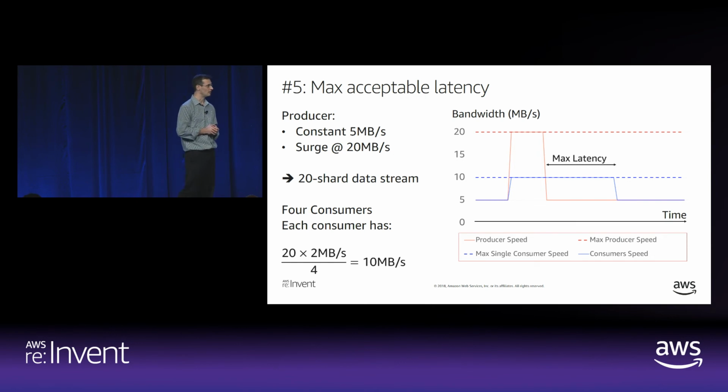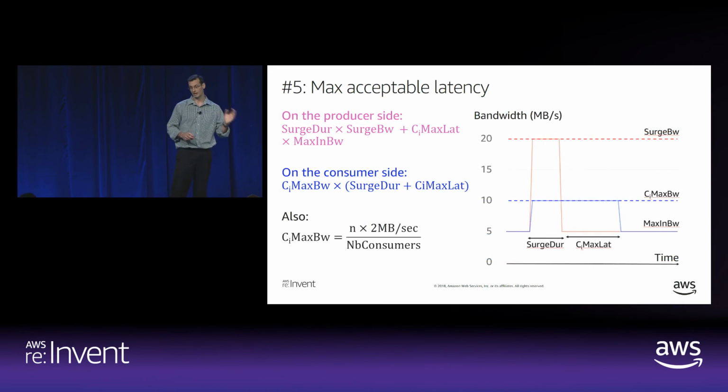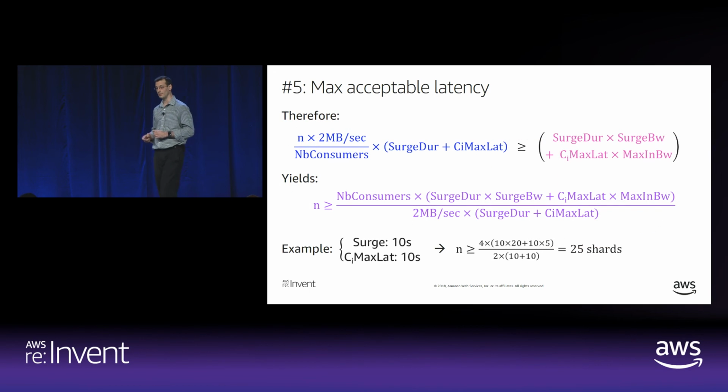The point I'm trying to make here is that you can compute the number of shards that you need if the consumer has an SLA, a specific requirement on how much that data latency can be at the maximum. In this slide, I name some variables, and that leads us to this formula that looks complicated. It's really not. You can use it to plug in the numbers to see how many shards you need to comply with requirements such as this.